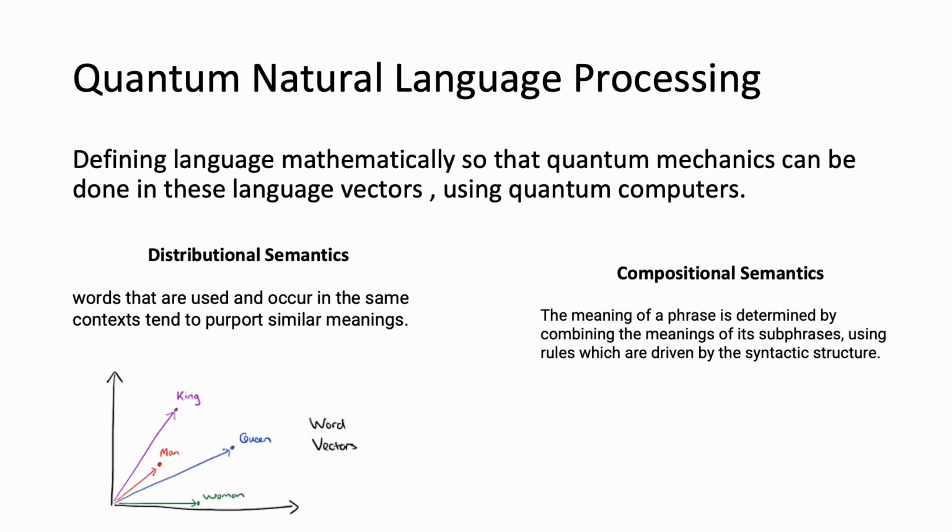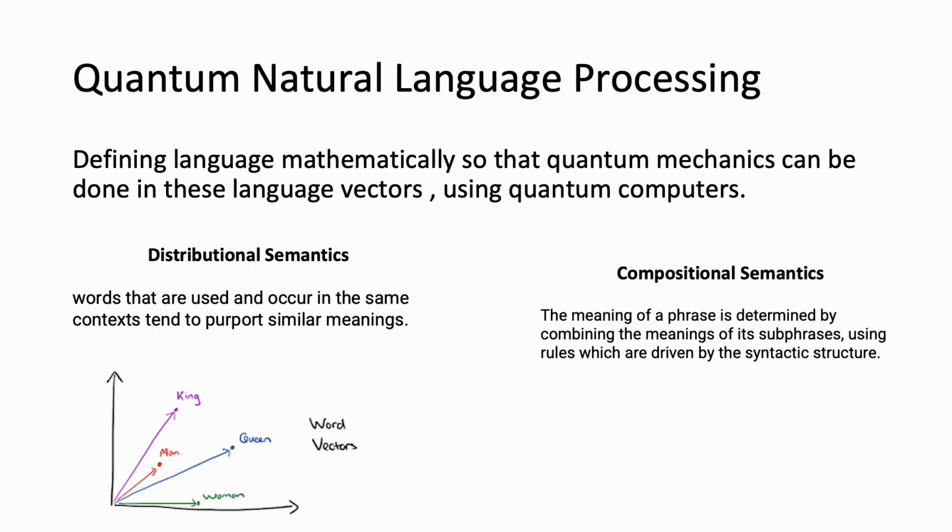Now that we have understood what quantum computing is, let's talk about quantum natural language processing. That is, defining language mathematically so that quantum mechanics can be applied to these language vectors using quantum computers. Now, what is meant by defining language mathematically? There are two schools of thought in natural language processing. First is distributional semantics, which says that words that are used and occur in the same context tend to show similar meaning. Whereas there is another school of thought, compositional semantics, which asks whether we can mathematically prove that a given sentence has a meaning which makes sense.